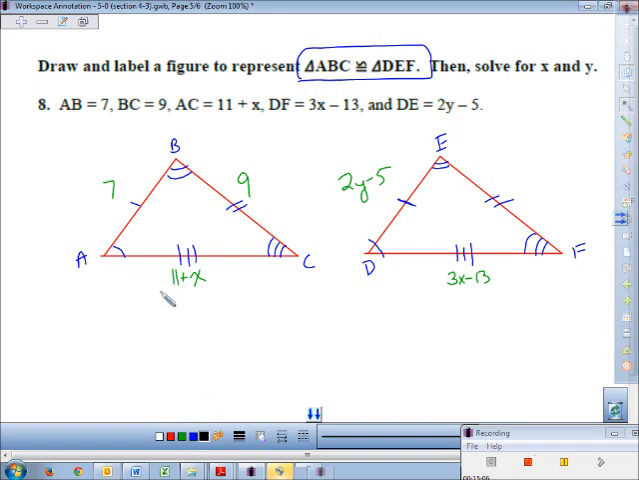So here's a guy with an x. It's got a triple tick mark. It's on segment AC. It should go with the triple tick mark, which is this one. Hey, they both have x's in them. That's nice. So 11 plus x should equal 3x minus 13. Now we can solve that for x. Why don't you pause the video and solve for x.